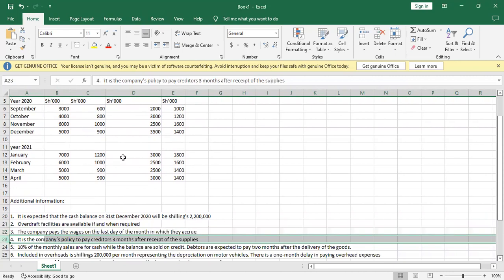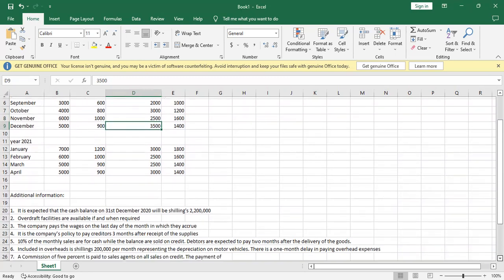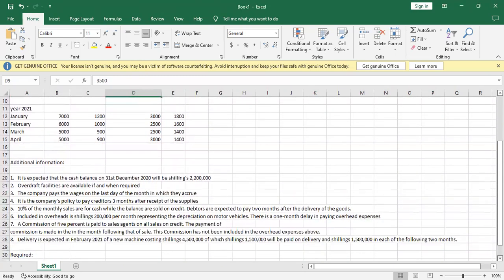So we are budgeting for the duration between January and March. On January, we'll be paying the creditors three months down the line, so we'll be talking of October. The creditors for October are the ones who will be paid in the month of January. Then February will be paying the ones due in November, and December's will be paid in March, and like that.